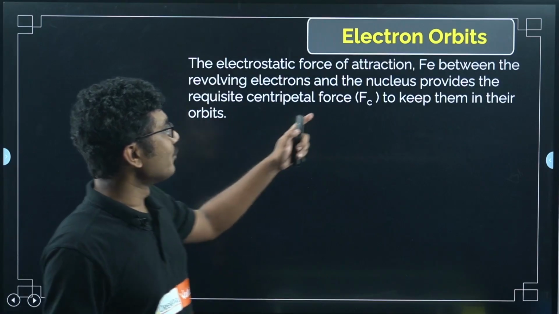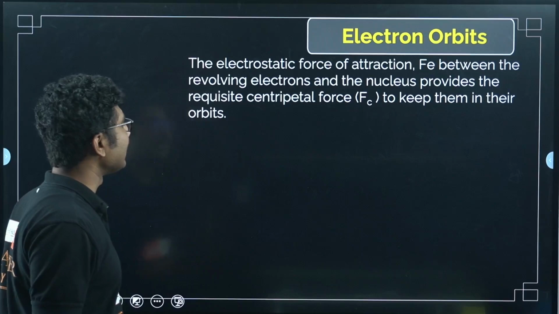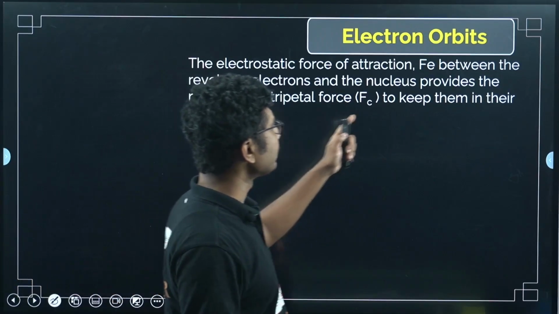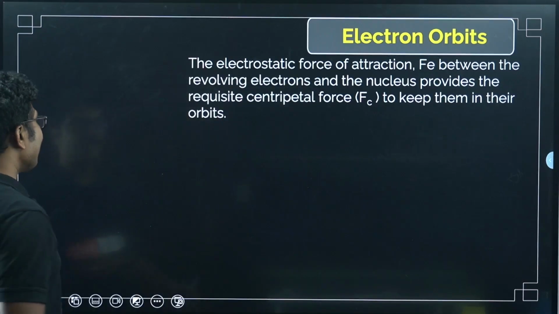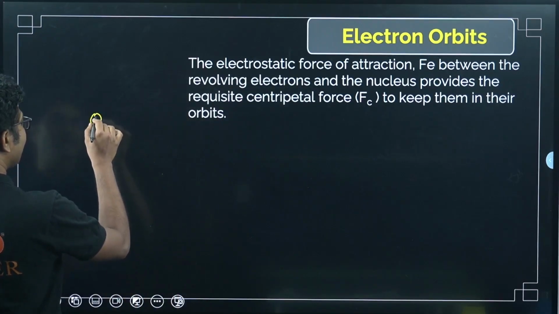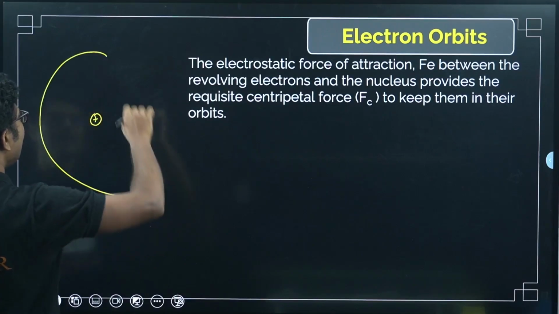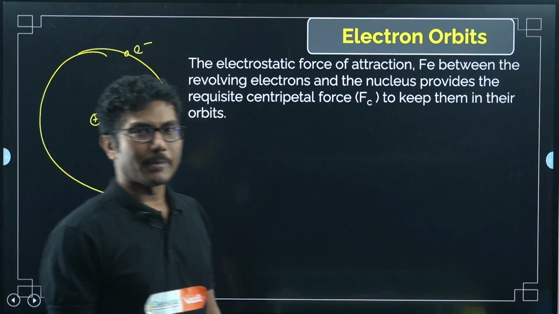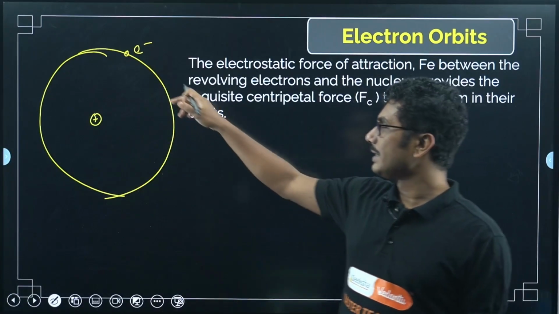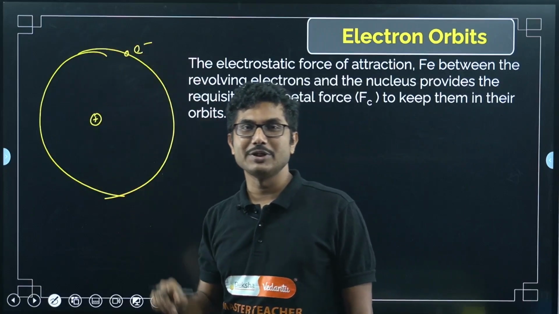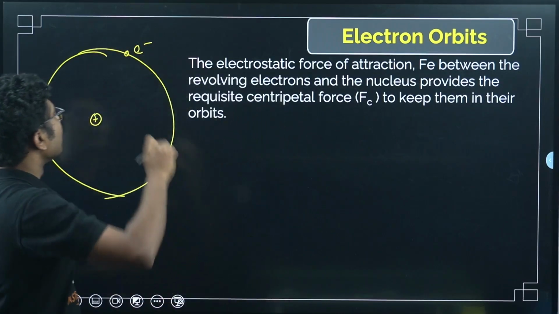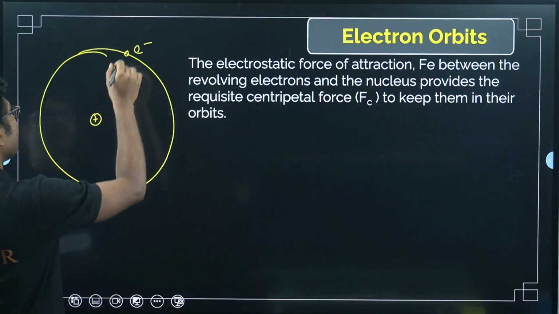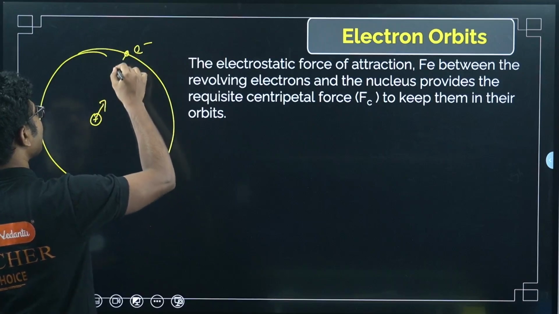The electrostatic force of attraction Fe between the revolving electrons and the nucleus provides the requisite centripetal force to keep them in the orbit. So basically what we are saying is that electrons are orbiting the nucleus. They are moving around it. They are not static, they are not embedded inside the atom, but they are moving around the positively charged nucleus. Because this is positive and this is negative, there is a force of attraction.